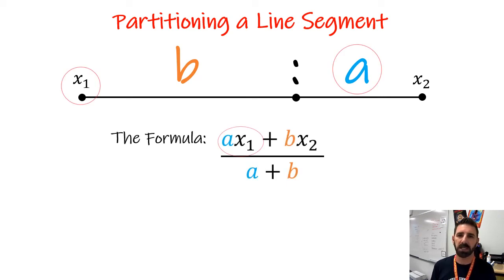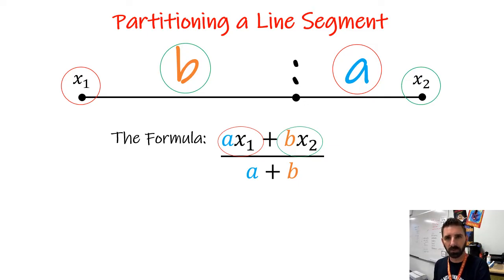We're basically taking the second number in our ratio, that B to A ratio, and multiplying it by the first endpoint value, and then taking the first part of our ratio and multiplying it by the second endpoint value, adding those up, and then dividing by the total number of parts that we have. Remember, the total number of parts is just our 2 numbers in our ratio added together, okay?